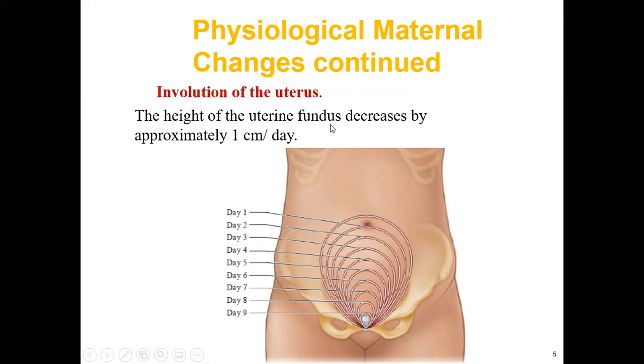The height of the uterus decreases by approximately 1 centimeter per day. So here, you see, this is the uterus. Day 1, it should be around the umbilicus. Day 3, below the umbilicus. And day 8, it almost touches the pubic symphysis.